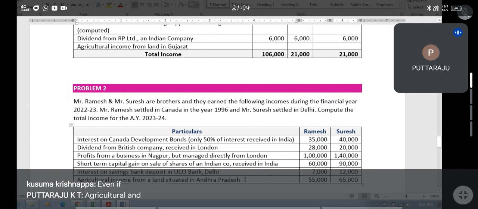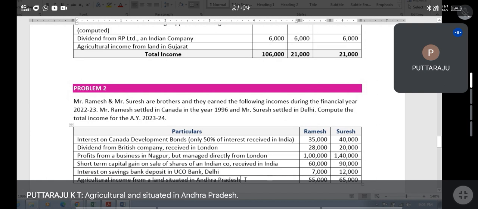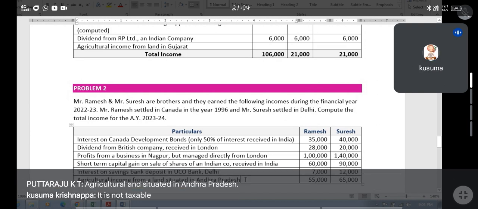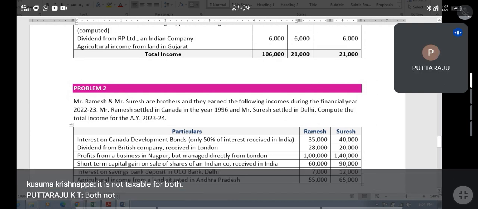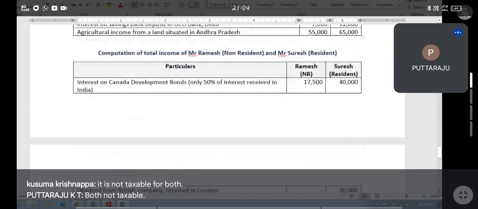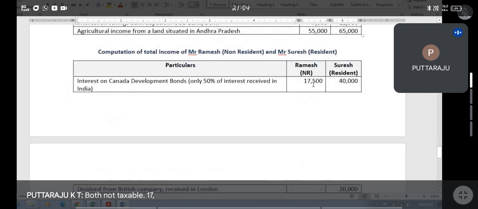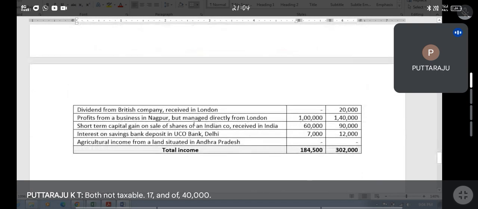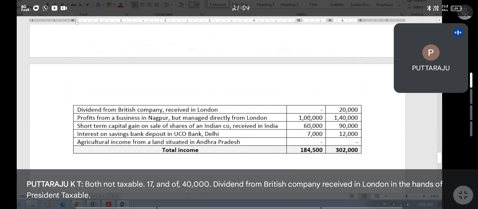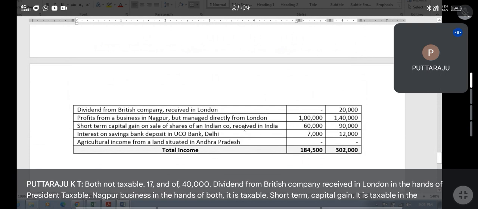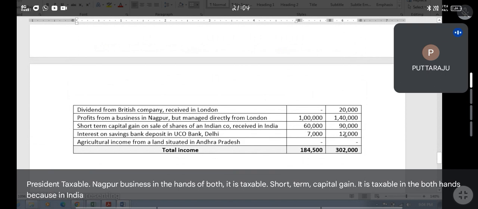Agricultural land situated in Andhra Pradesh. It is not taxable for both. 17.5, 40,000. Dividend from British company received in London is taxable in the hands of the resident. Nagpur business is taxable in the hands of both. Short-term capital gain is taxable in both hands, because it is in India. Interest is taxable in both hands. Agricultural land is not taxable.